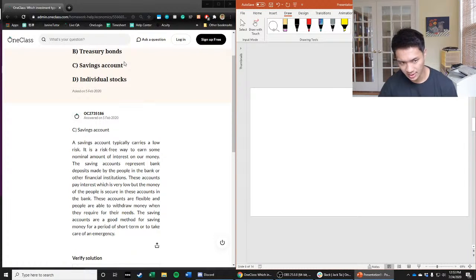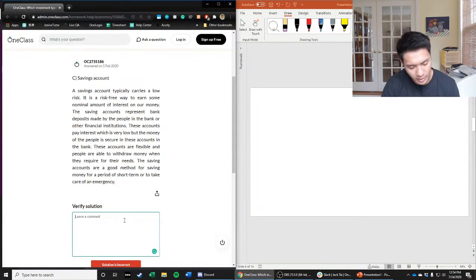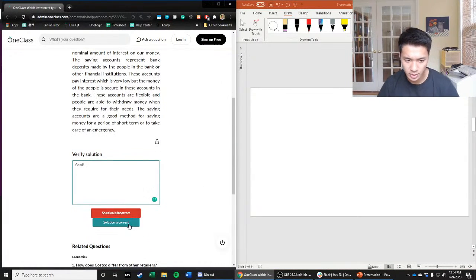Let's take a look at the previous tutor's answer. And they said C as well. And they said a savings account typically carries a lower risk, is a risk-free way to earn some nominal amount of interest on money. Savings account represents bank deposits made by the people in the bank or other financial institutions. These accounts pay interest, which is very low, but the money of the people is secure in these accounts in the bank. These accounts are flexible and people are able to withdraw money when they require for their needs. Savings accounts are a good method for saving money for a short period of time or to take care of an emergency. And so this is good. Good answer.